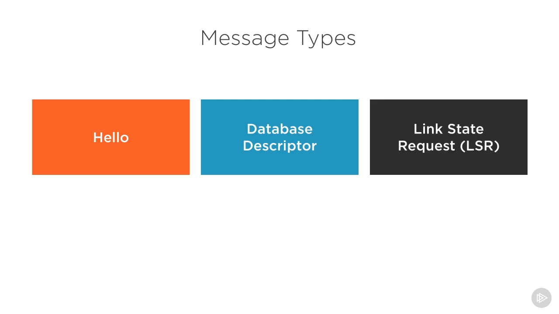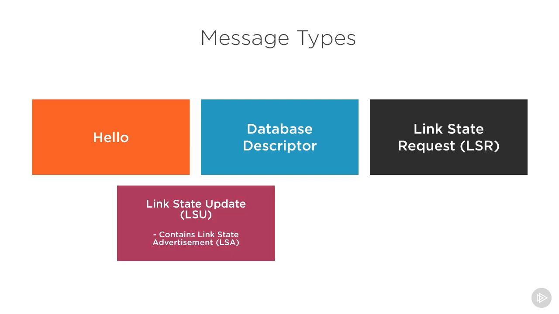Next, we have a link state request. OSPF routers will use an LSR when it appears that there is information missing from its link state database. So it'll send out a link state request to other OSPF routers to find out if they can help that router repopulate its link state database correctly.